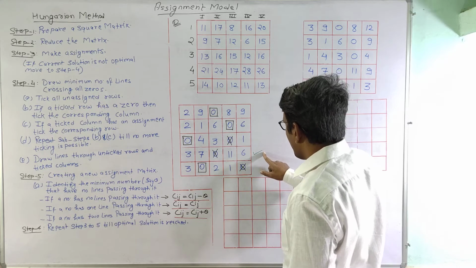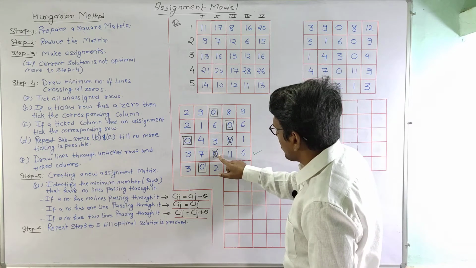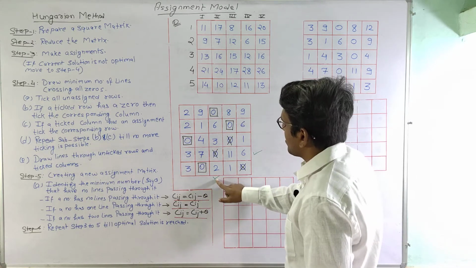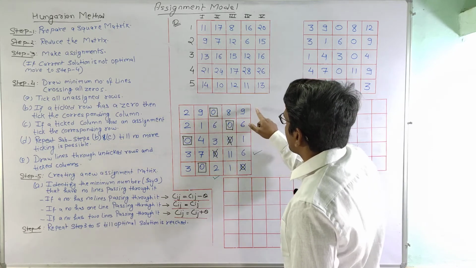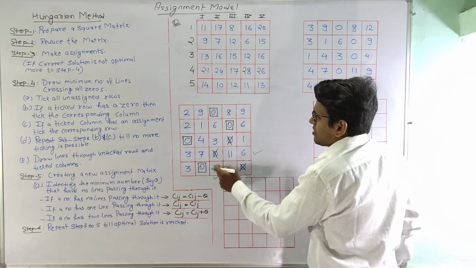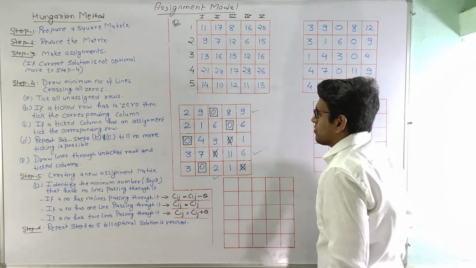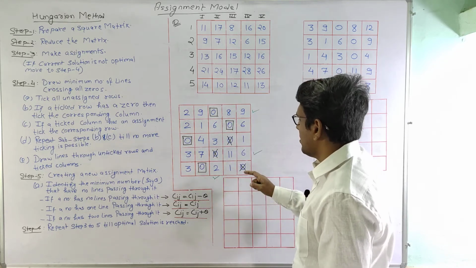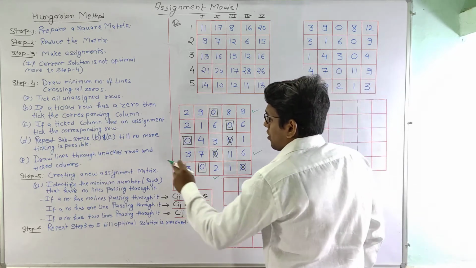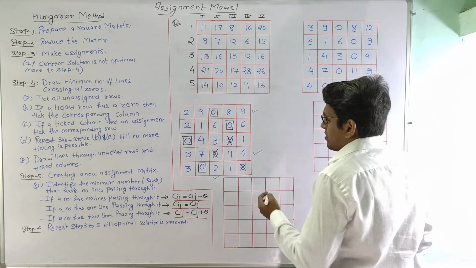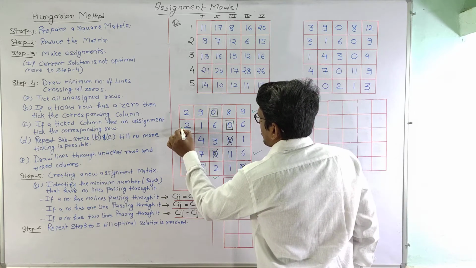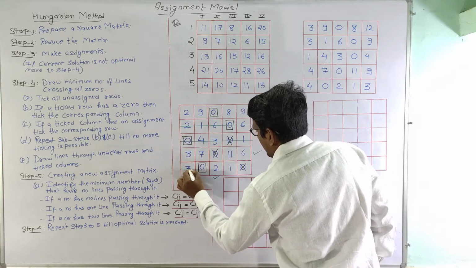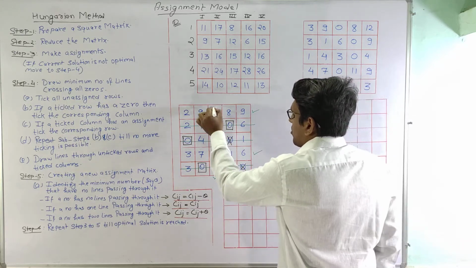Now if this row has a 0, take the corresponding column. So this row is having 0, then take the corresponding column. Now if this column has an assignment, take the corresponding row. So this column is having an assignment, so take the corresponding row. Okay, so now no more ticking is possible. And now what we need to do is draw lines through unticked rows and ticked columns. So we need to draw lines through unticked rows. So these are unticked rows 1, 2 and 3. Okay, and ticked column.